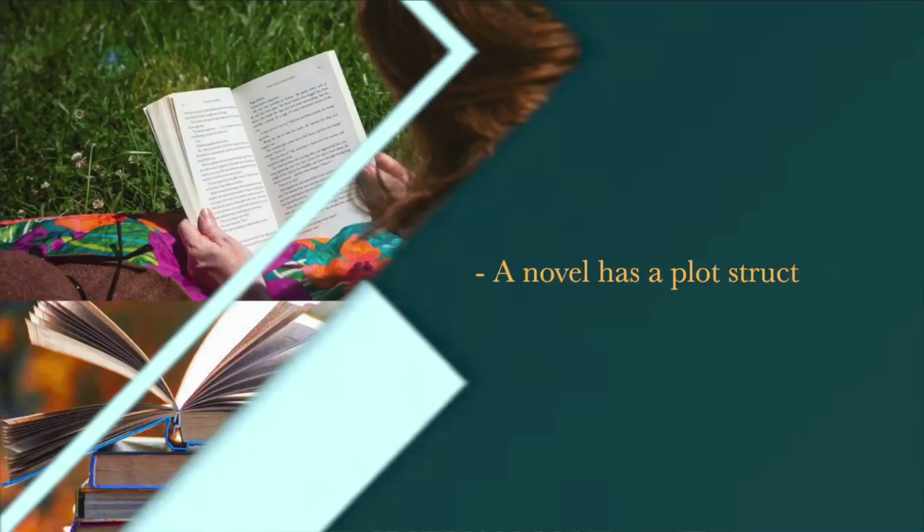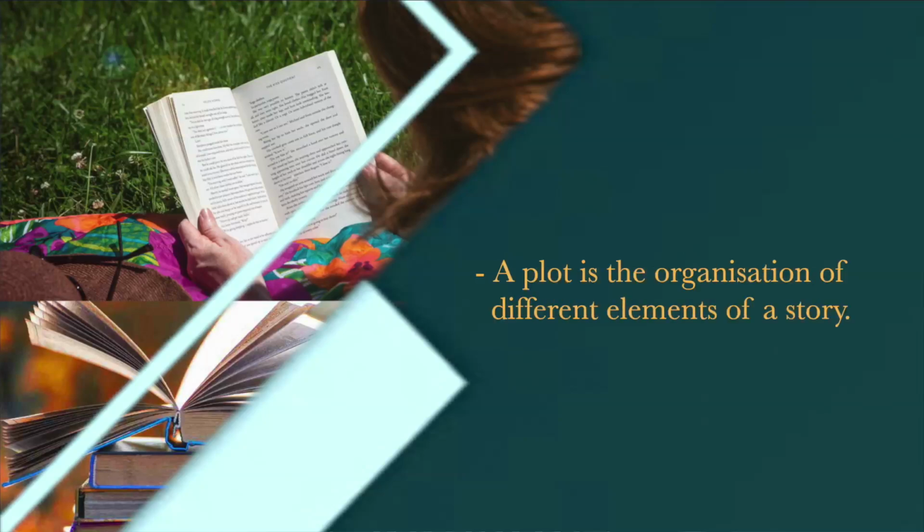Now, what does a novel have? A novel has a plot structure. What is a plot? A plot is the organization of different elements of a story. Now, for the reader to be interested in what's going on, usually a novel has some kind of conflict. It can be in terms of action, in terms of what is seen, in terms of what is happening, or it can be conflict that takes place within the mind. Not always is everything taking place on the outside. It's something that can take place on the inside.